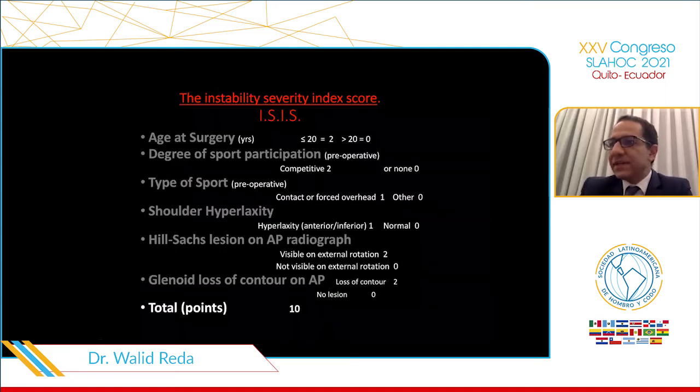The Instability Severity Index score was introduced by Professor Dr. Pascal Boileau. He took his decision either to do Bankart repair or a bony procedure depending on six factors: the patient age, the degree and type of sport, and the shoulder hyperlaxity. We should note that shoulder hyperlaxity is not always part of generalized ligamentous laxity. It is diagnosed by more than 90 degrees of external rotation of the shoulder at the side. Also the presence of a Hill-Sachs in external rotation on the shoulder X-ray, and a loss of contour on the AP shoulder view. A score of more than 7 means that there is a 70% incidence of recurrence after an isolated soft tissue procedure.